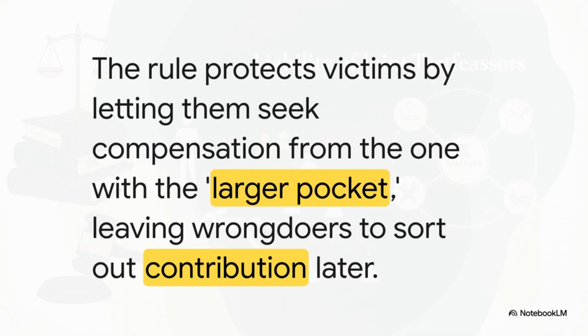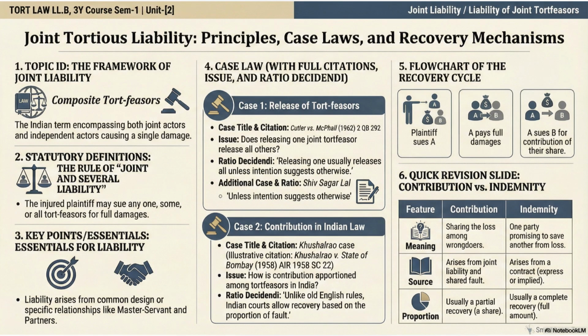The key takeaway is this. The joint and several rule protects the victim by ensuring they can get full compensation from whoever has the larger pocket, leaving the wrongdoers to fight among themselves for contribution later. The fundamental purpose of this legal doctrine is to prioritize the restitution of the injured party, placing the burden of apportionment upon those who committed the wrong.